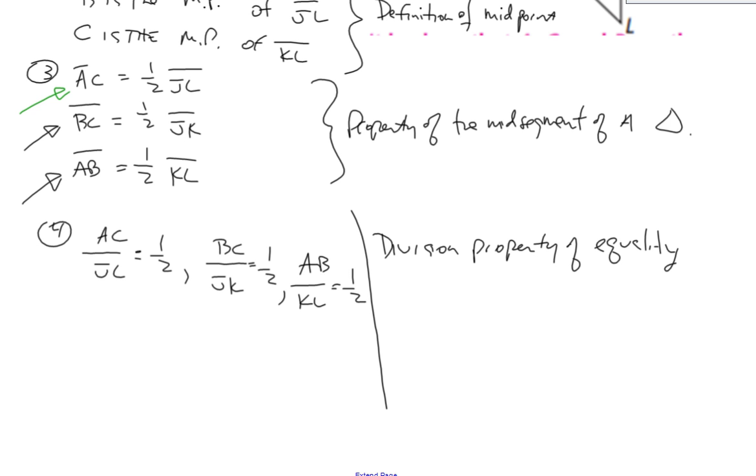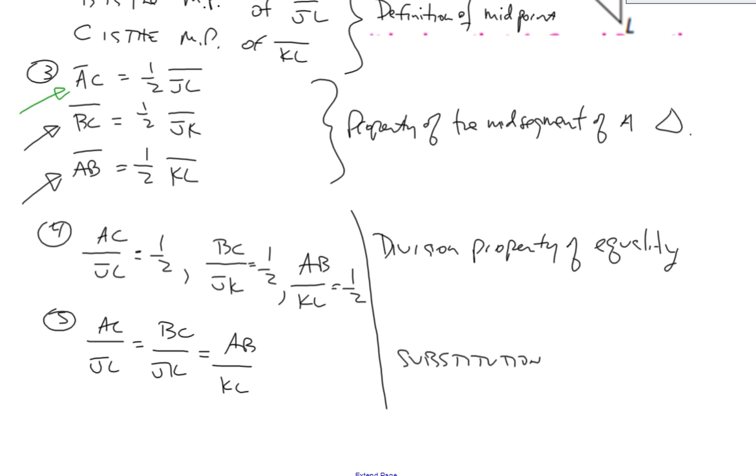Well, let's see what I've got here. If all these ratios are equal to 1/2, then they all must be equal to each other. So my fifth statement is going to be, well, AC is to JL as BC is to JK as AB is to KL. If you want, you can call this substitution. You can also call it the transitive property. Either one. You can say I'm substituting BC over JK for 1/2 in this expression, in this equation.